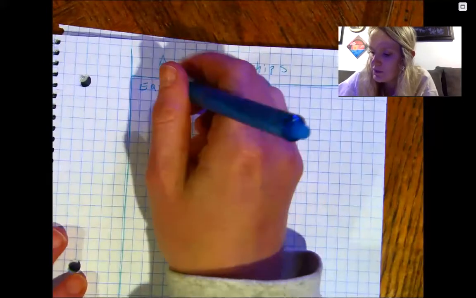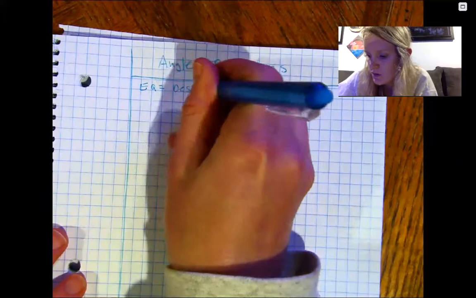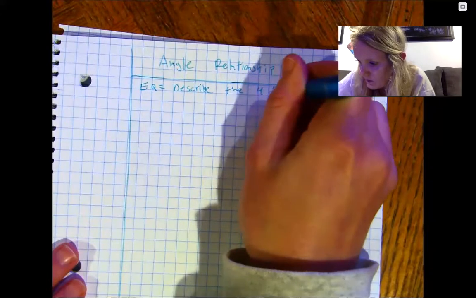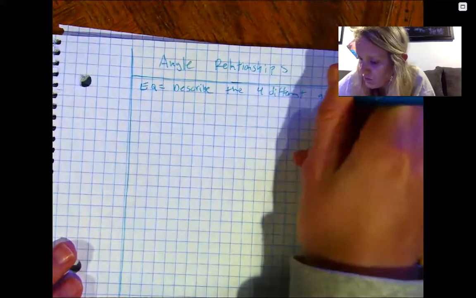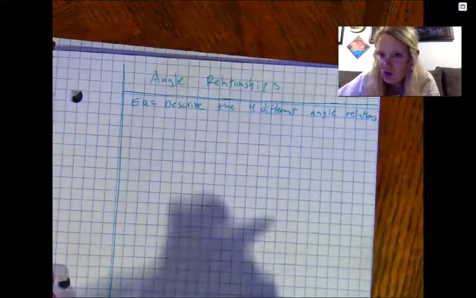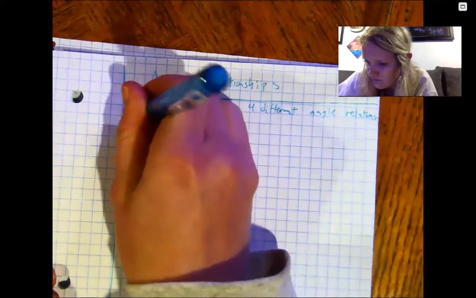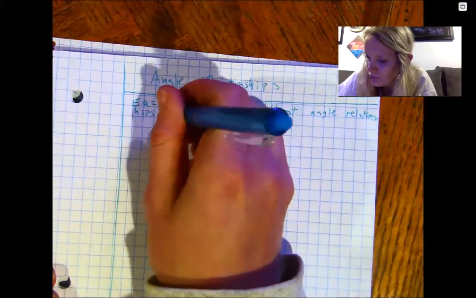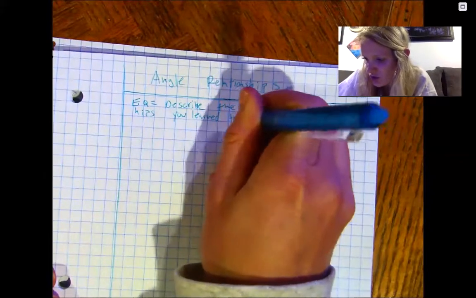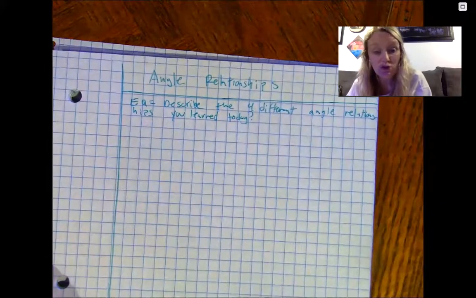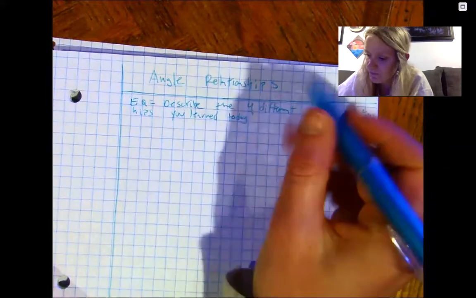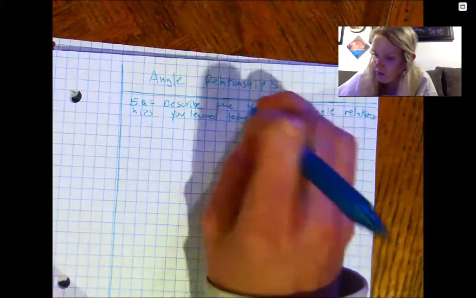Describe the 4 different angle relationships you learned today. Sorry, that's not really an essential question, but you just need to be able to describe them. So describe the 4 different relationships you learned today. Okay. All right, let's get started.